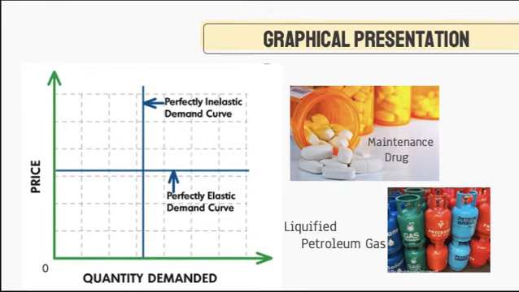An example of perfectly inelastic demand would be a life-saving drug, or what we've known as health maintenance drug, that people will pay any price to obtain it. Even if the price of the drug would increase dramatically, the quantity demanded would remain unchanged. Another product that could be considered close to perfectly inelastic is the LPG.